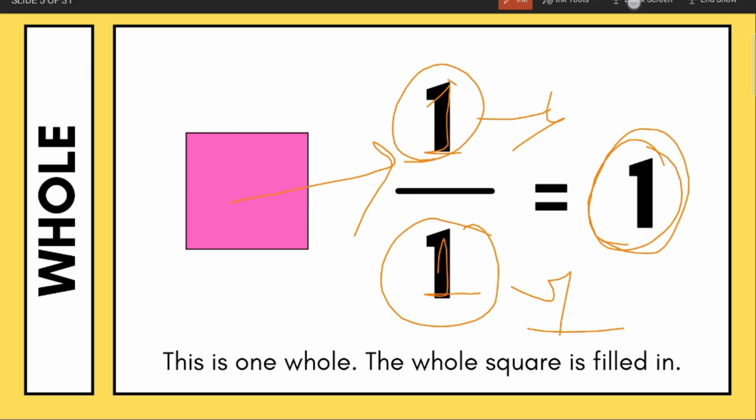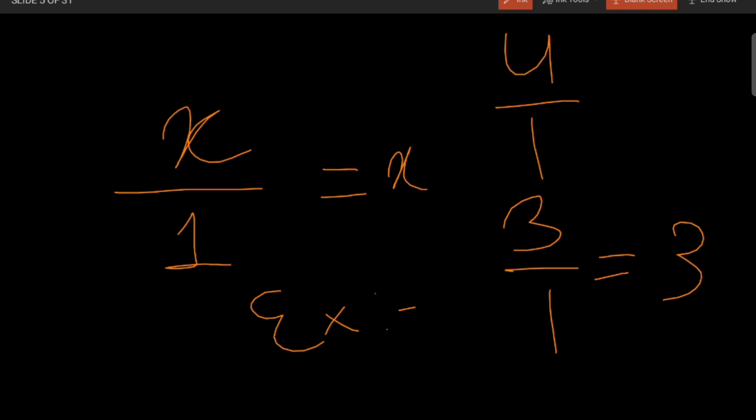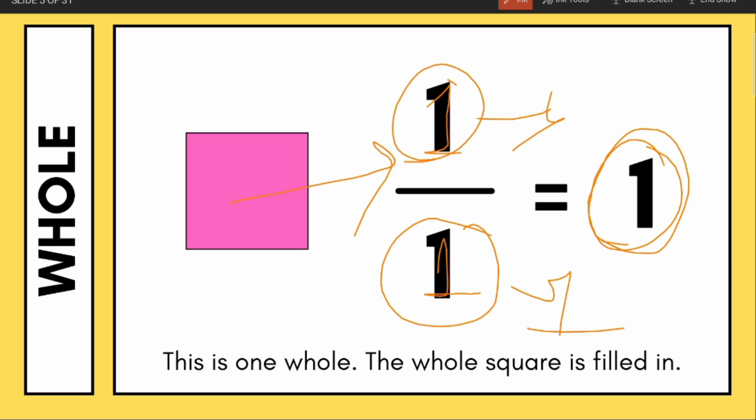Also remember this thing: any number with the denominator 1 is the same number. For example, I have 3 upon 1. 3 upon 1 is as good as 3. 4 upon 1 is as good as how much? 4. If we apply the same logic over here, then 1 upon 1 is as good as 1. We have understood this thing. Alright. Now let's move on.